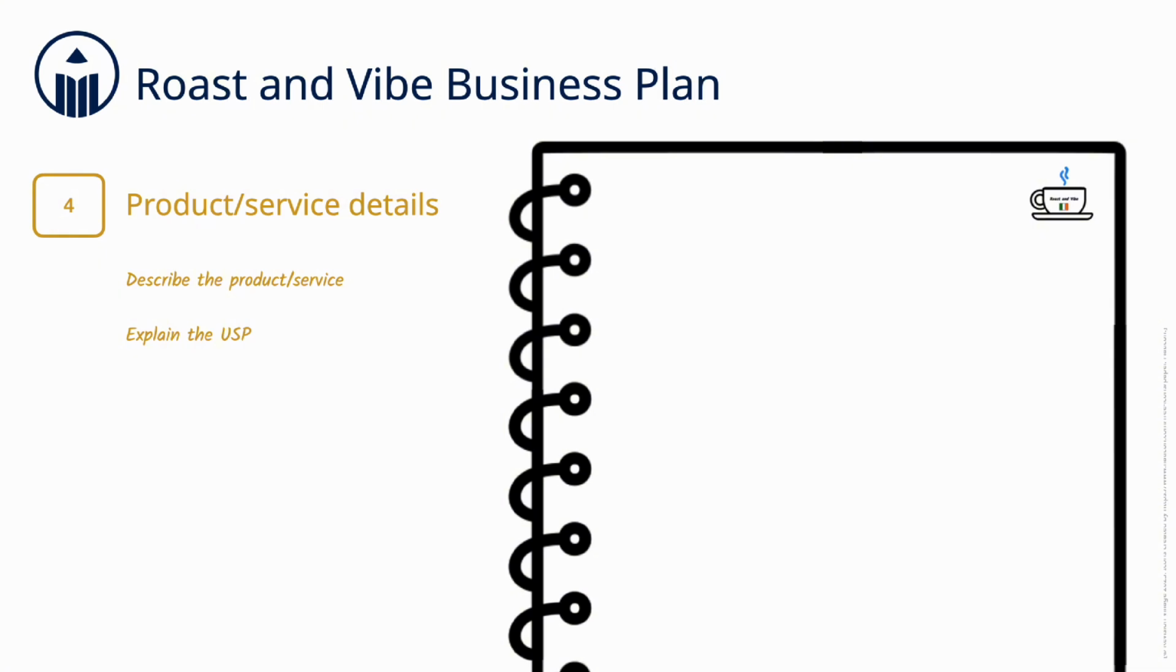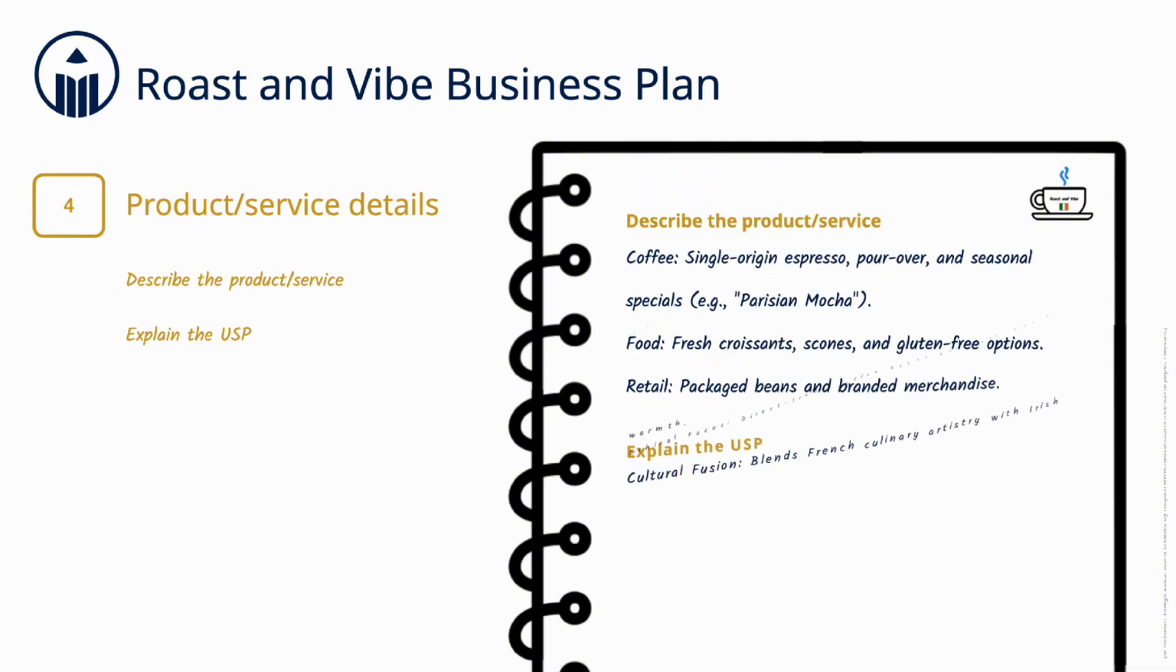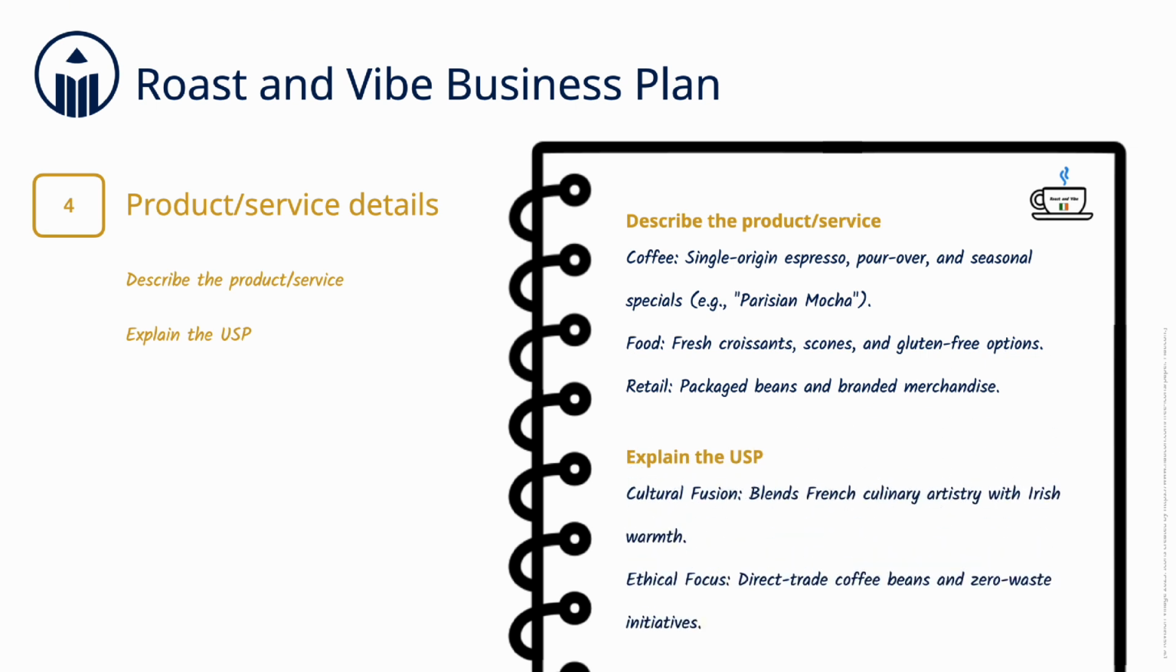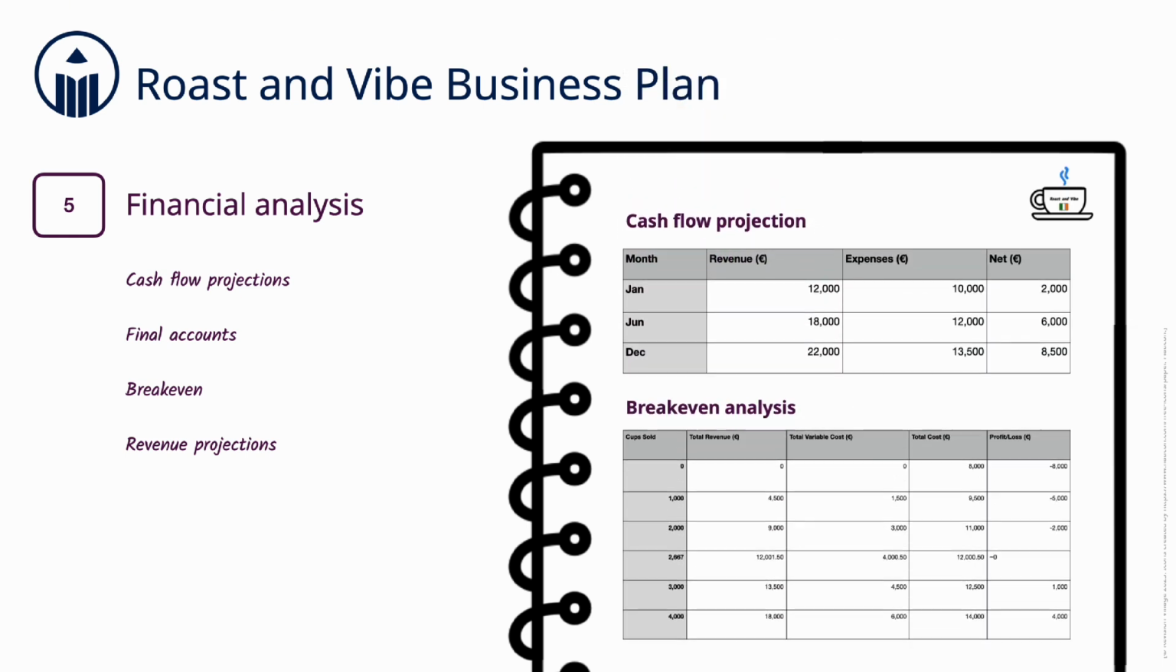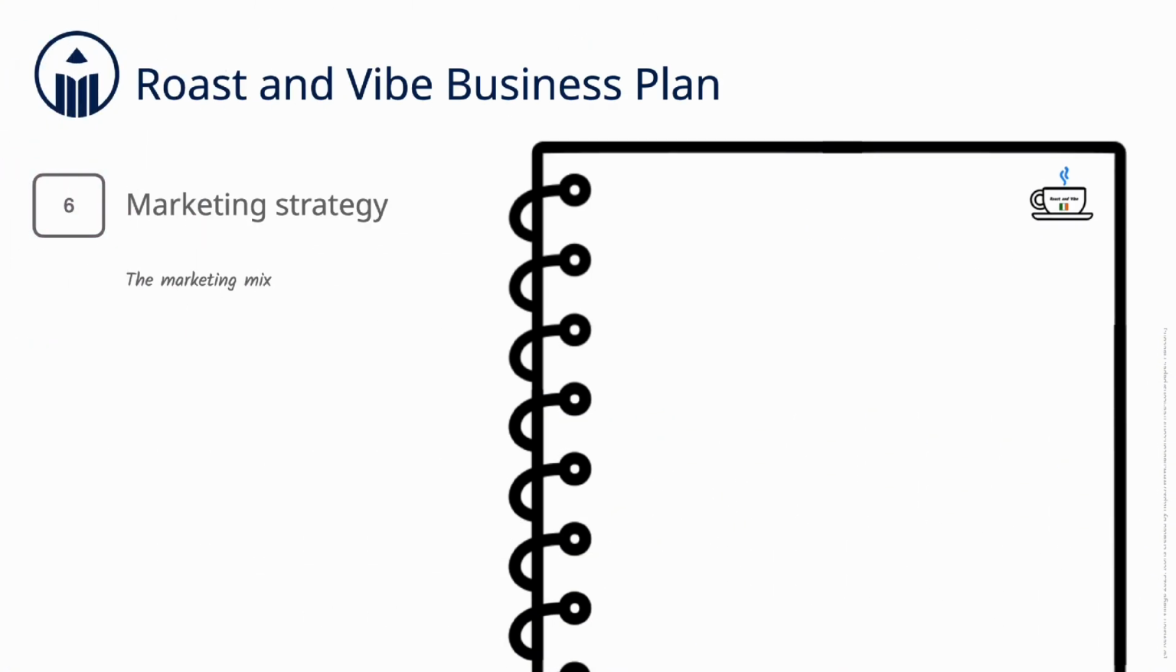The next section contains the product or service details. Here, Roast & Vibe are given an opportunity to outline their product offerings of coffee, food, and their retail range. This section also explains what Roast & Vibe's unique selling point is. The next section contains the financial analysis, which aims to convey the business's expected financial performance, viability, and sustainability. It provides detailed projections of income, expenses, and profitability, and often includes cash flows, break-even analysis, and anticipated return on investment.